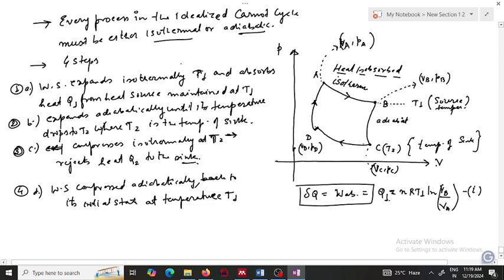In the third process, in isothermal compression, what would be the work done? The work done during an isothermal compression would be the heat rejected to the sink, and it will be equal to nRT2 ln of VC upon VD. I'm not writing a negative sign, I've simply written VC by VD. So this is the heat rejected to the sink during an isothermal compression.